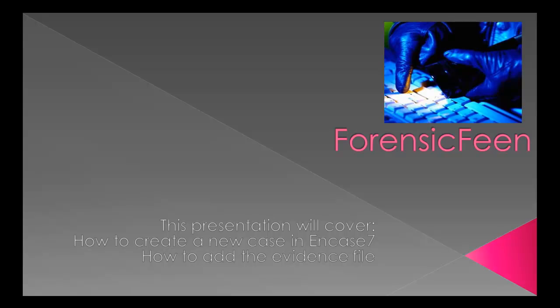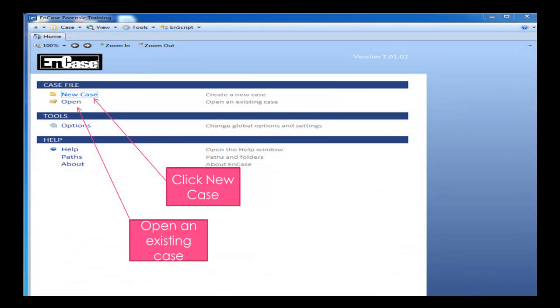This presentation today will cover how to create a new case in Encase 7 and how to add the evidence file. Okay, so let's just assume that we have Encase open. Once you do open Encase, you do get this home tab where you can add a new case from, and you can also open an existing case. What we're going to do today is create a new case. So we click on new case.